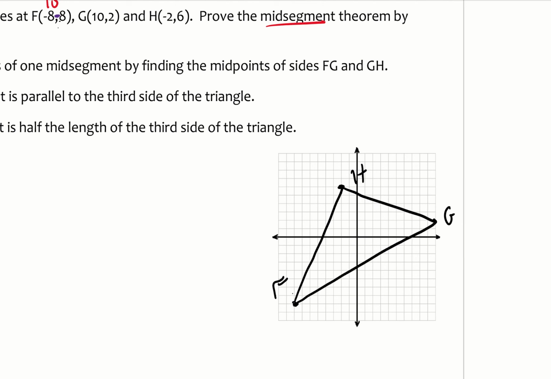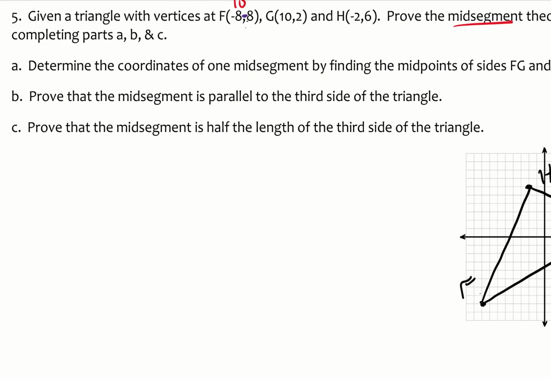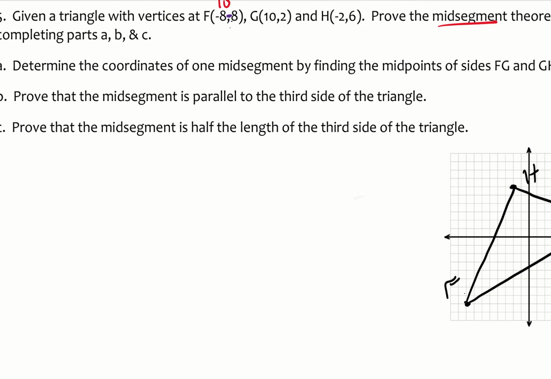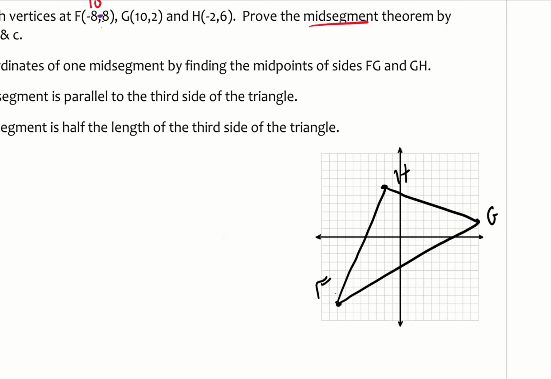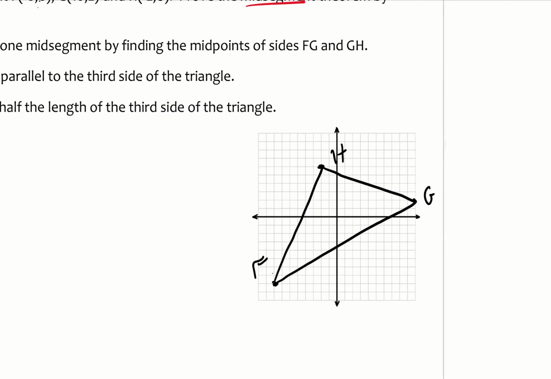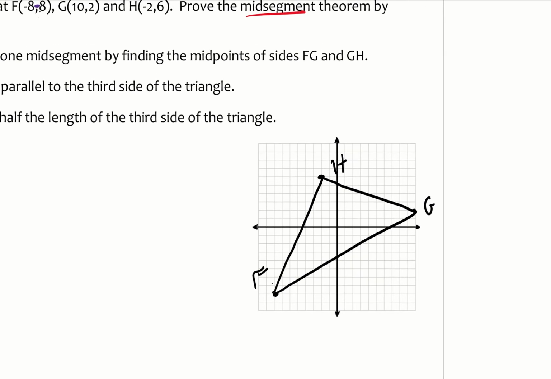All right, so now we're going to prove the triangle midsegment theorem by completing the following 3 parts, okay? Determine the coordinates of one midsegment by finding the midpoints of FG and GH. Okay, so we're going to do the midpoints of FG and GH, and then we'll connect them. So let's go ahead. We need to find out where the midpoint of that is, where the midpoint of that is, okay?